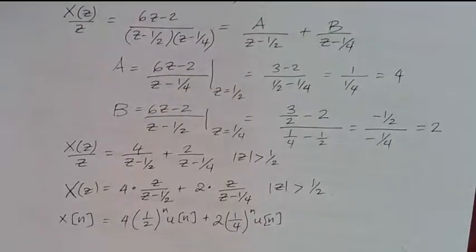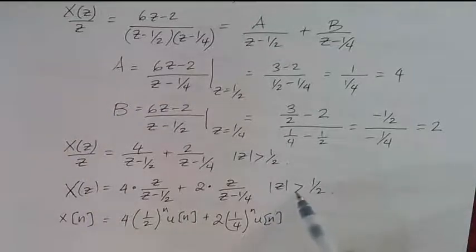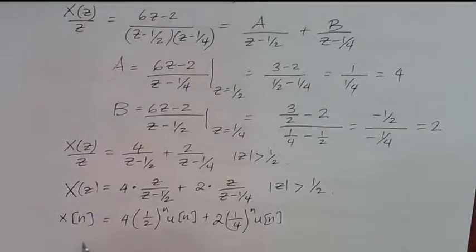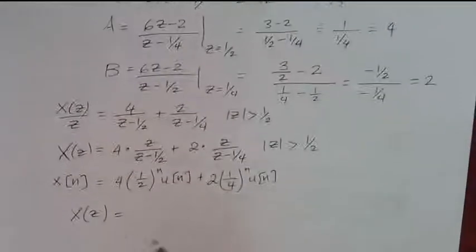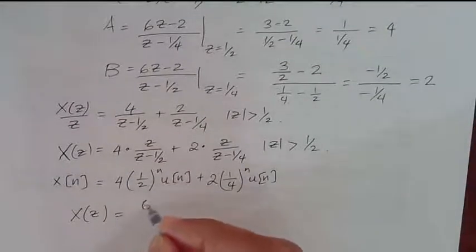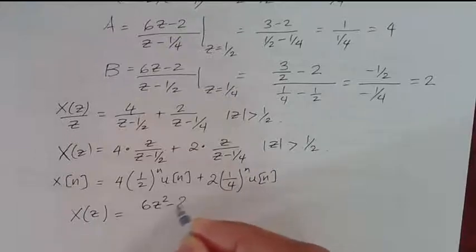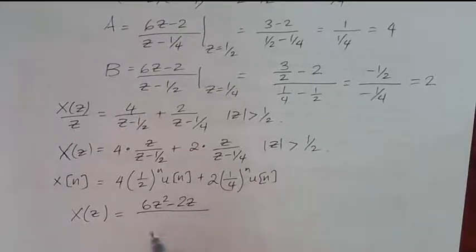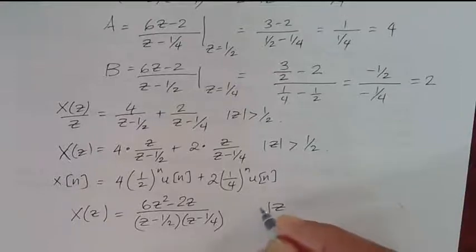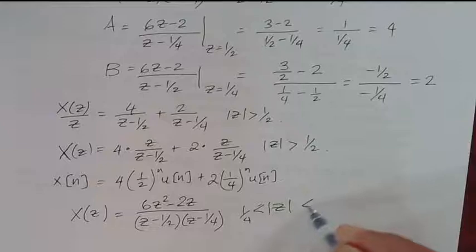Let's take the same problem again, but this time let's just change the region of convergence. So we'll take X of z to be what we had before, 6z squared minus 2z over (z minus a half)(z minus a fourth). But let's say my region of convergence was magnitude of z greater than a fourth and less than a half.